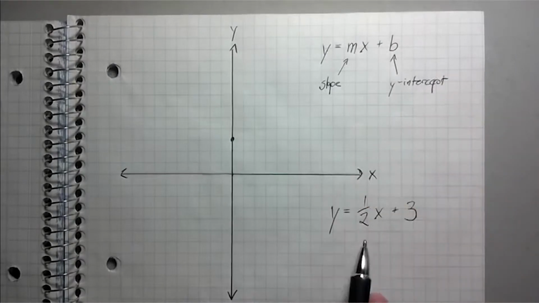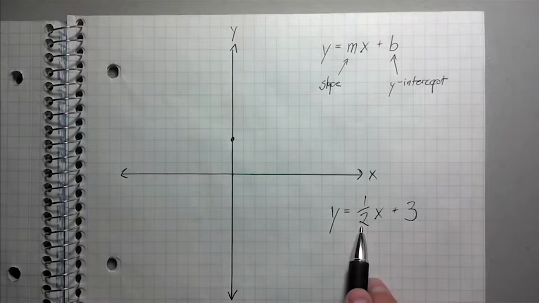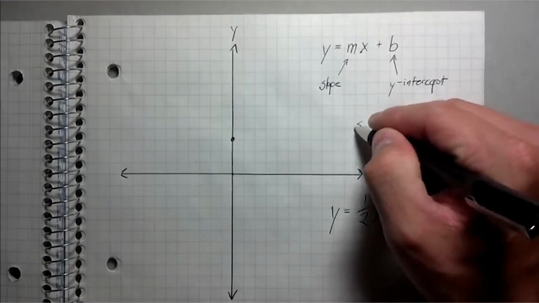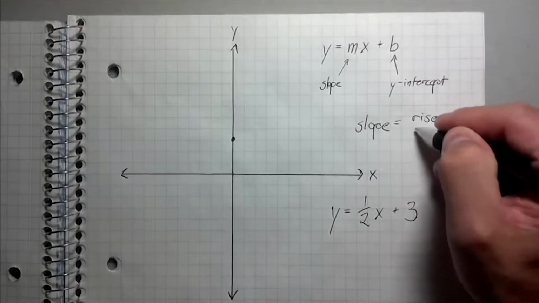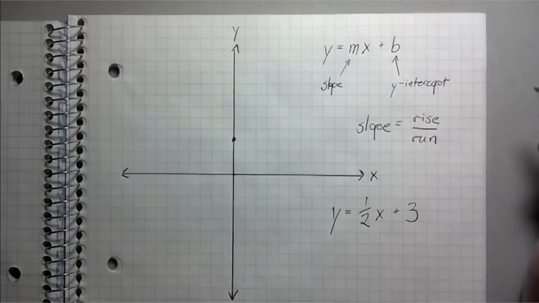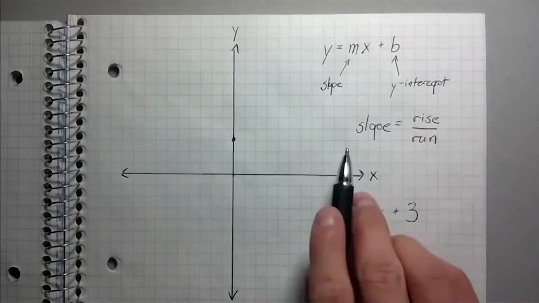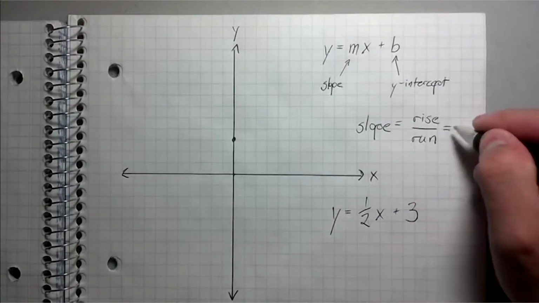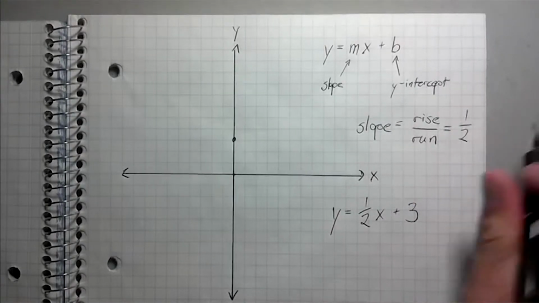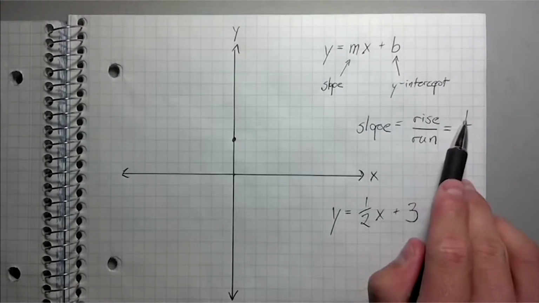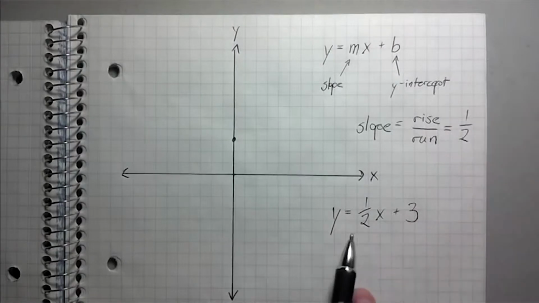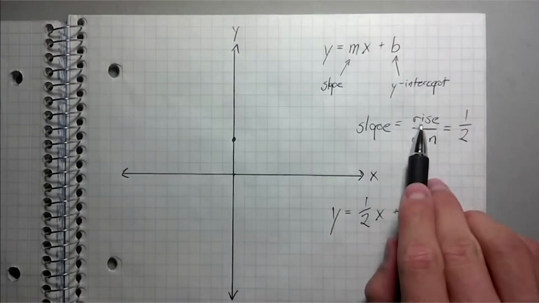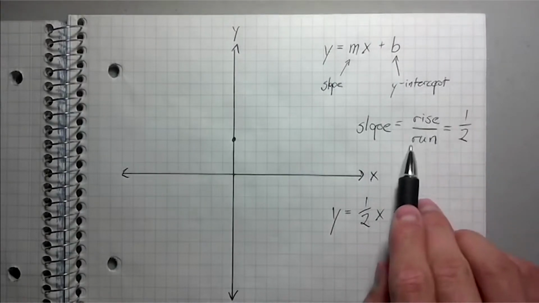Now what do I do with this 1/2? It turns out this 1/2 is the slope of the line. And if you recall, slope equals rise over run. In this case, the slope is 1/2, so rise over run is 1/2. What this means is that I have a rise of 1 and a run of 2. See where I got this 1/2? I got it from right here. The rise is 1 because it's the top number, and the run is the bottom.